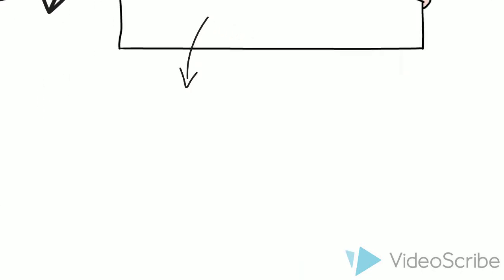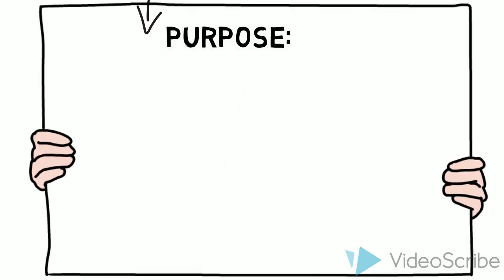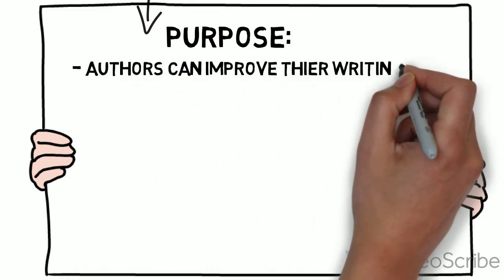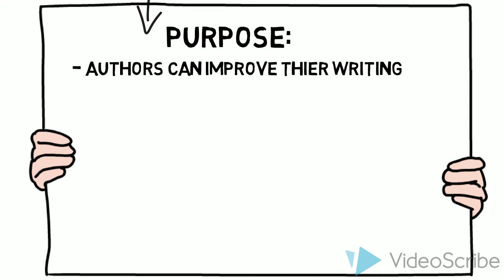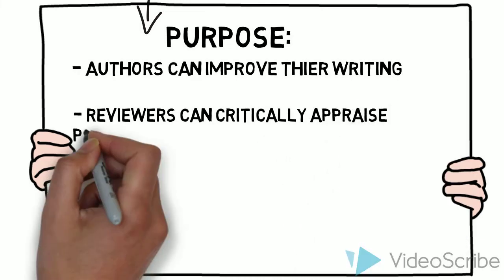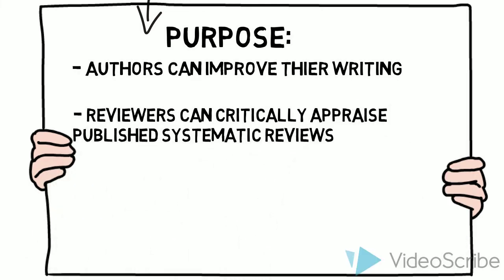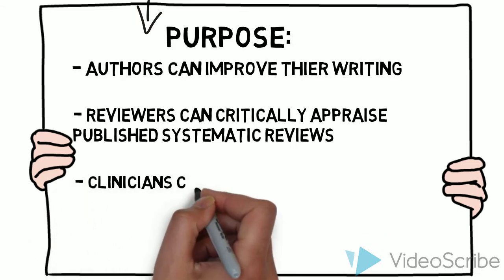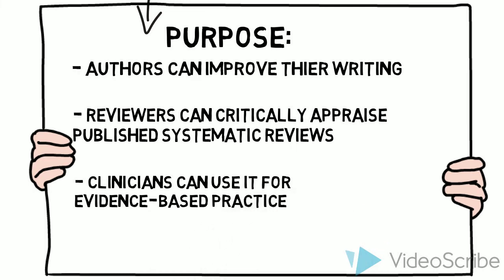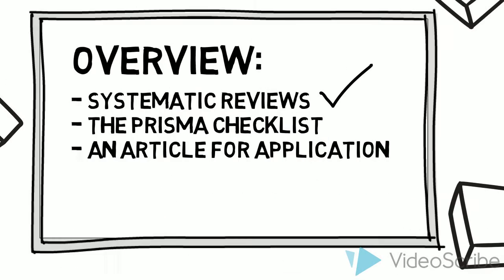You may wonder what the purpose of a Prisma is. For authors, it improves their reporting in systematic reviews and meta-analyses and ensures that the review is complete, transparent, and comprehensive. For journal peer reviewers and editors, it is useful for critically appraising systematic reviews. As clinicians, we can use it to inform our decisions and evidence-based practice in our clinical expertise.